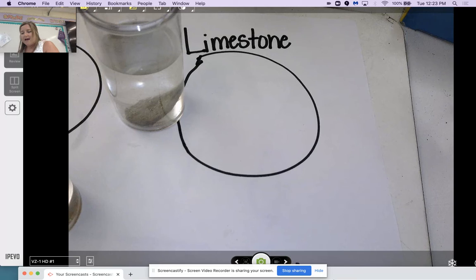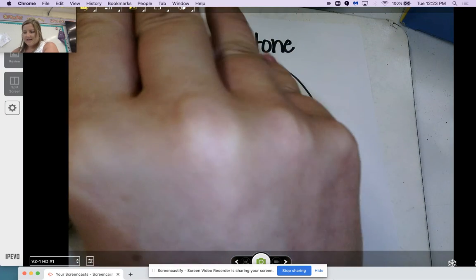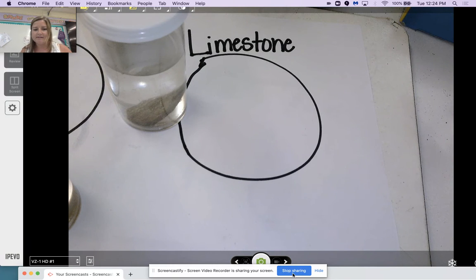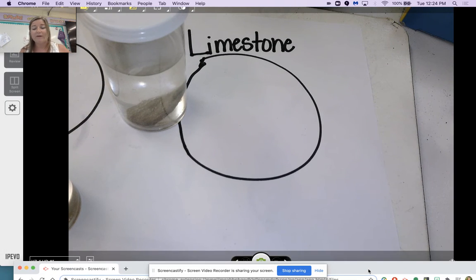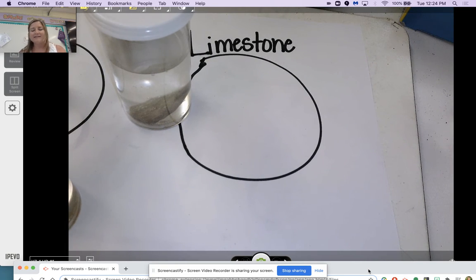I'm going to go ahead and put caps on these, you guys. When we come back next time together, we are going to look and see what happens to these rocks when they are put in the makeshift acid rain.